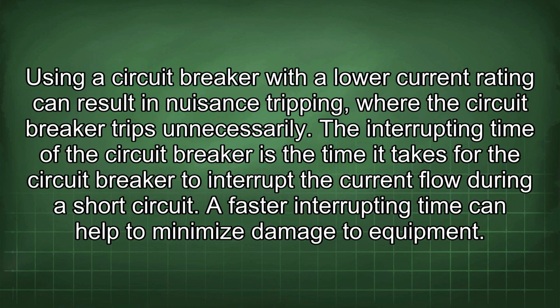Using a circuit breaker with a lower current rating can result in nuisance tripping, where the circuit breaker trips unnecessarily. The interrupting time of the circuit breaker is the time it takes for the circuit breaker to interrupt the current flow during a short circuit. A faster interrupting time can help to minimize damage to equipment.